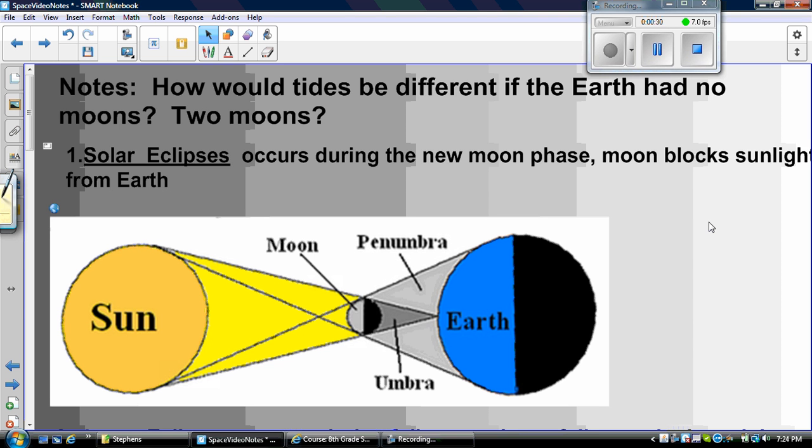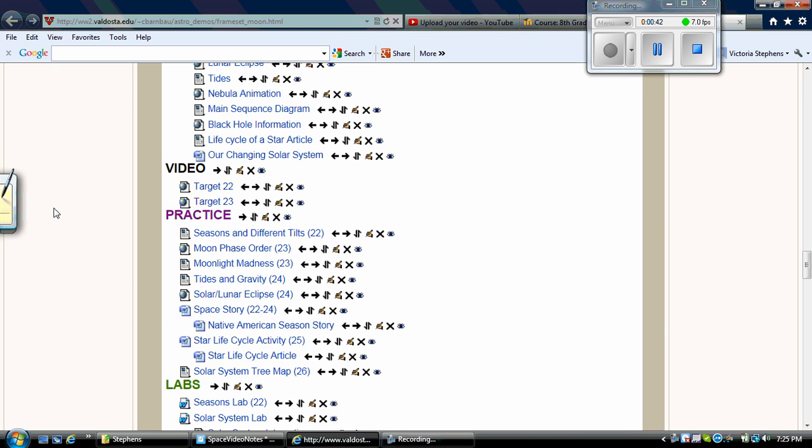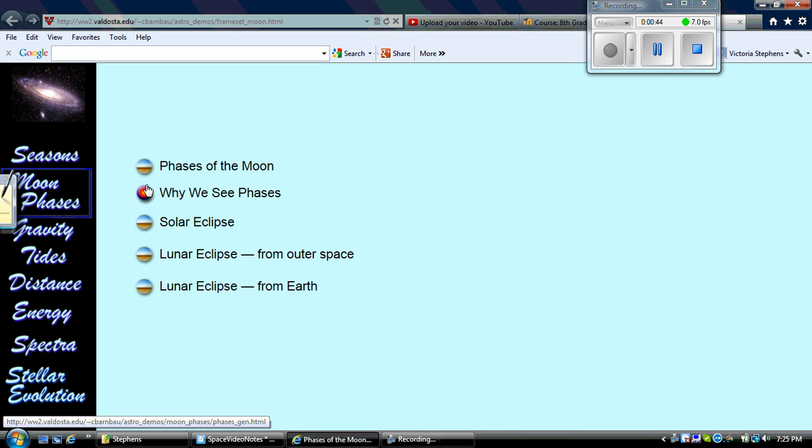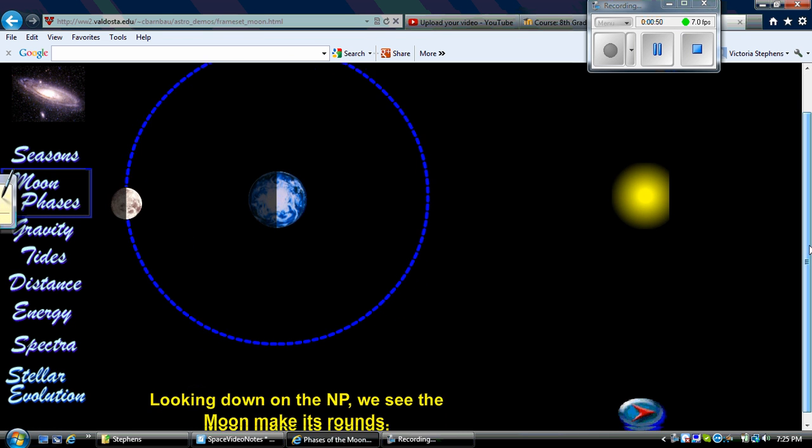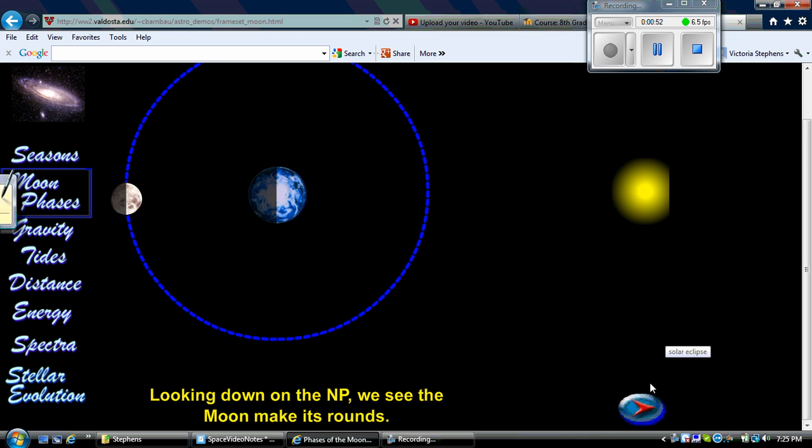A solar eclipse occurs during the new moon phase. The moon blocks sunlight from Earth. So this is a picture: sun, moon, Earth. We're in a new moon phase, and I'm going to have you watch a short video on how this works. Okay, here we go.